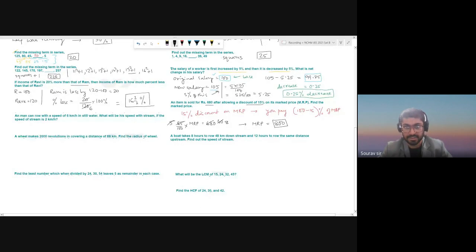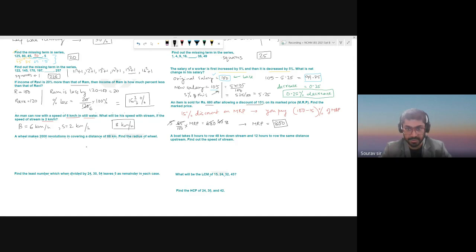All right. Next one. A man can row with a speed of 6 km/h in still water. What will be the speed of the stream if the speed of the stream is 2 km/h? Wow, this is so straightforward. Okay, so the speed of the boat is 6 km/h. The speed of the stream is 2 km/h. When he moves downstream, they will be added. So the answer will be 8 km/h.